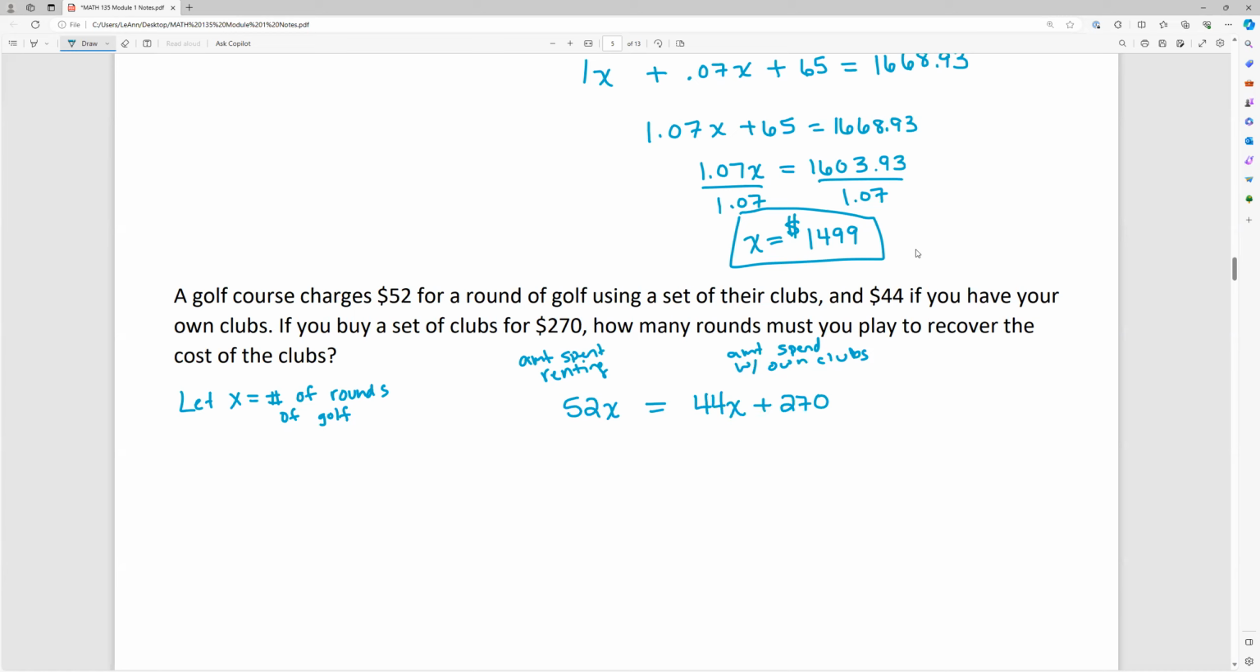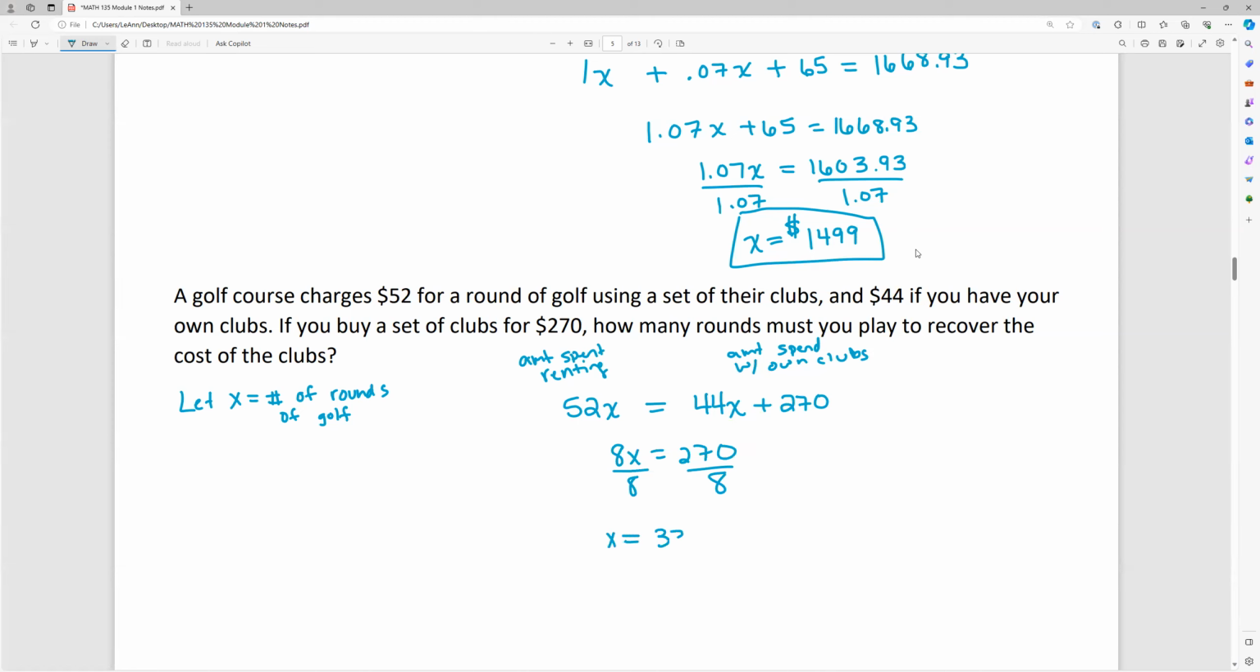From this point on, every time they go play golf after this, they're going to be saving money because they've recouped that cost. So we're going to subtract the 44x over, and that is going to give us 8x equals 270. We'll divide both sides by 8. Now this one comes out to a decimal.